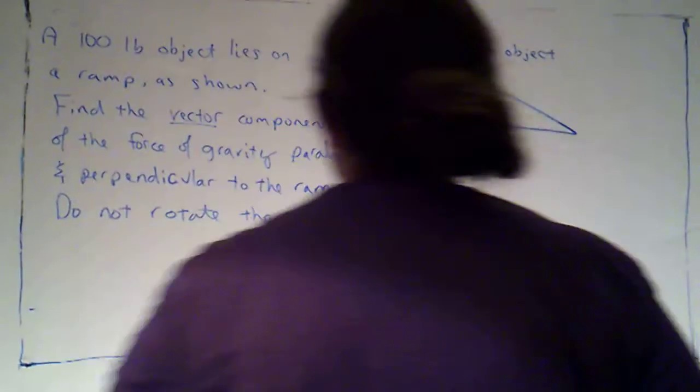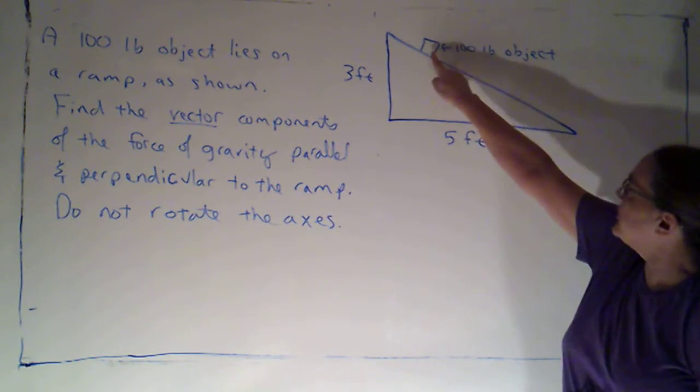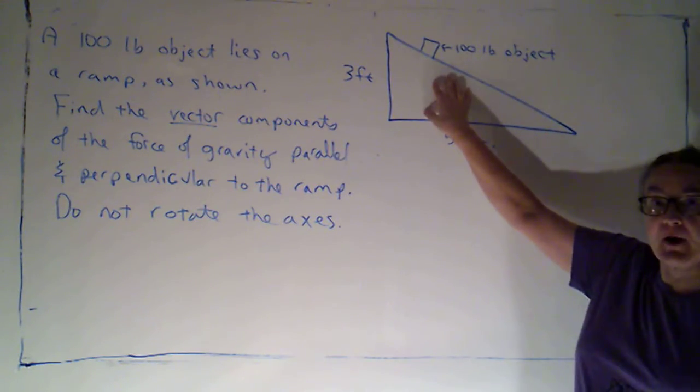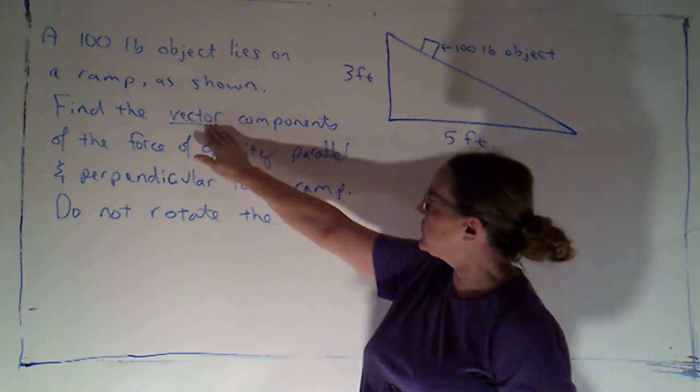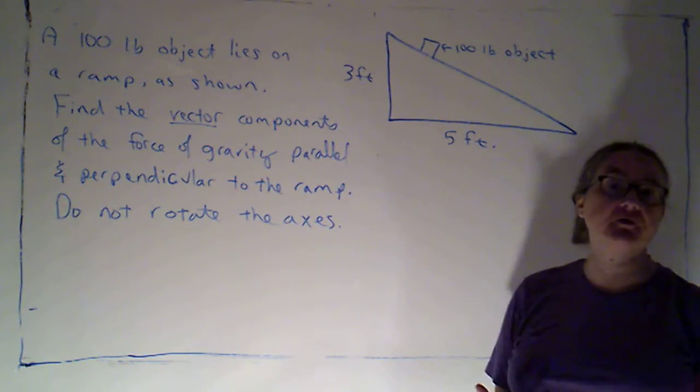Here's a nice application of projections, and it's a physics example. So I've got a 100-pound object that's lying on this ramp, and we're asked to find the vector components of the force of gravity that are parallel and perpendicular to the ramp.